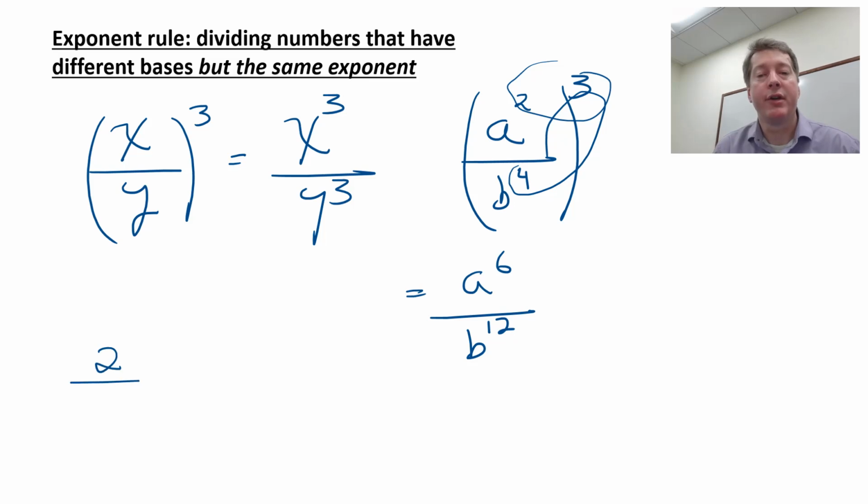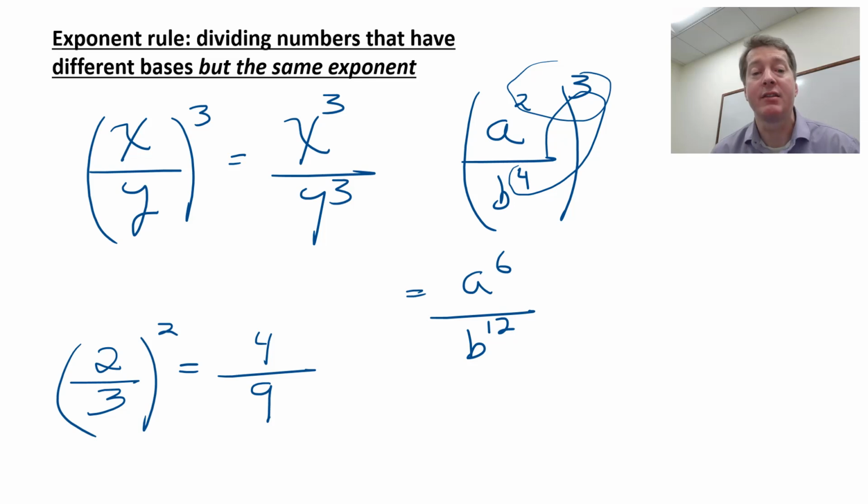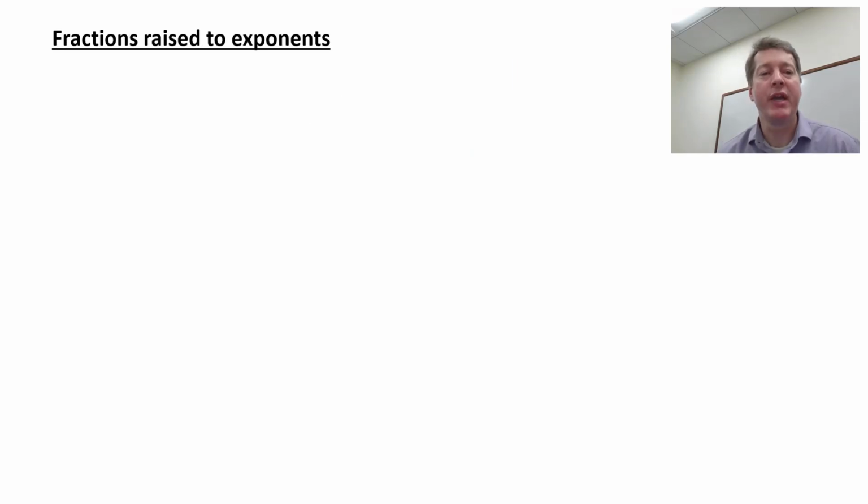And let's just write a very simple example. Suppose you had 2/3 squared. You apply the exponent to both the numerator and the denominator. So it's 2 squared in the numerator is 4, 3 squared in the denominator is 9, so you would have 4/9.